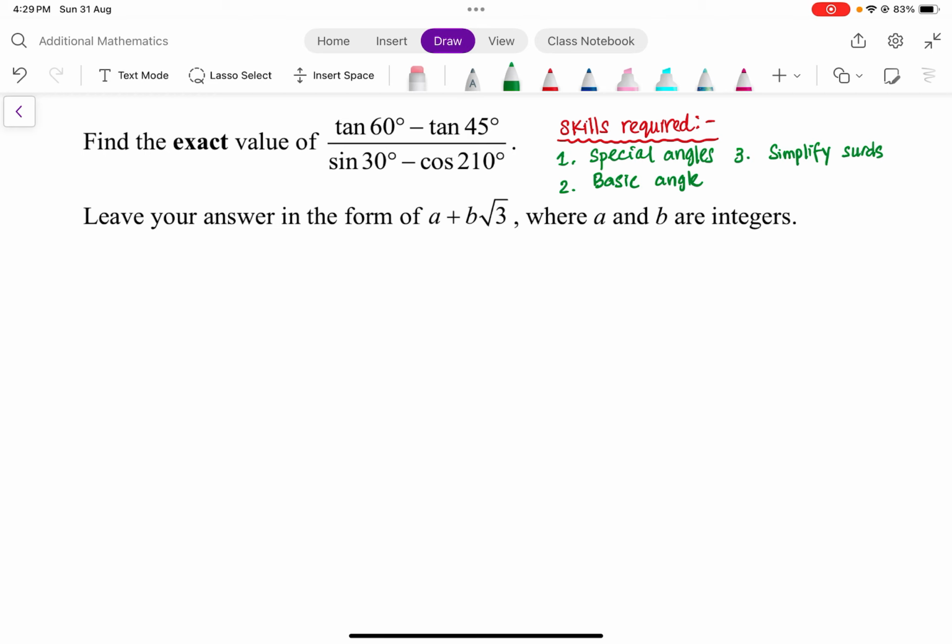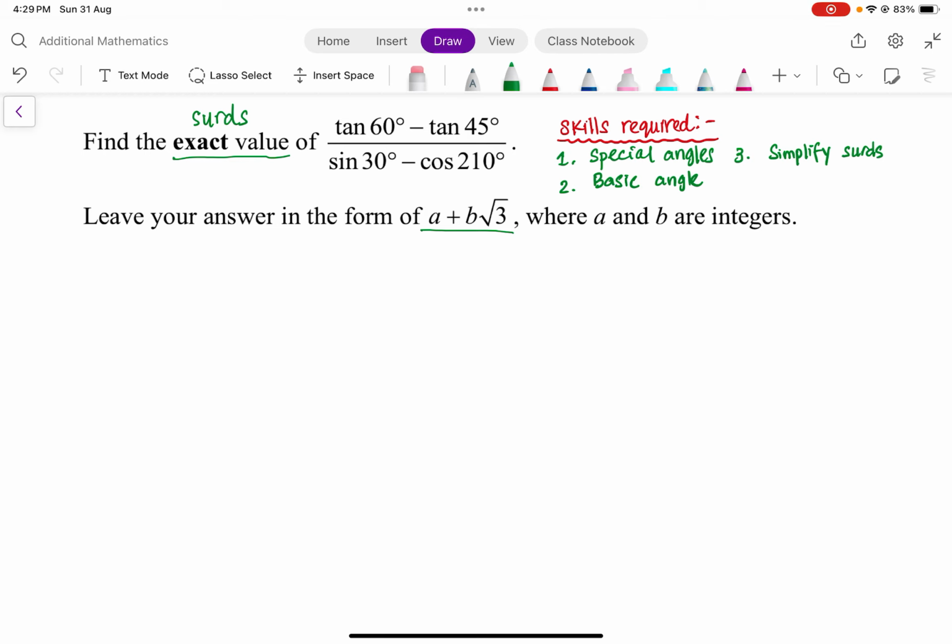Now today let us solve this question, that is find the exact value of the expression here. Now what exactly is exact value? If you take a look at the question, they ask you to leave your answer in the form, which means what we are actually required to do is to leave the answer in surds. So that is the meaning of exact value.